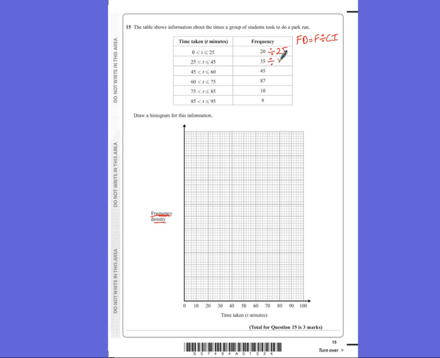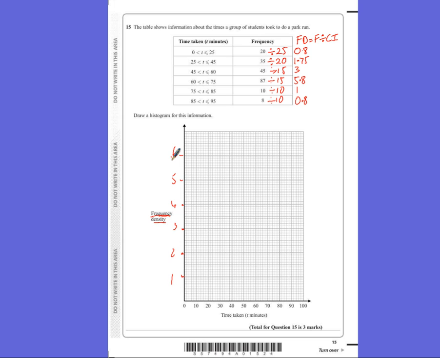Divide this one by 20, this one by 15, this one by 15, this one by 10, and this one by 10. And if you do all those, we get that the frequency density for that one is 0.8, 1.75, 3, 5.8, 1, and 0.8. So from here, we can see that we've got enough squares to go up to 6. So 1, 2, 3, 4, 5, 6 quite easily.